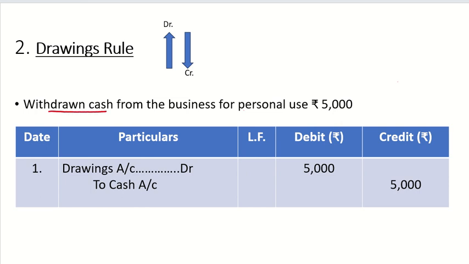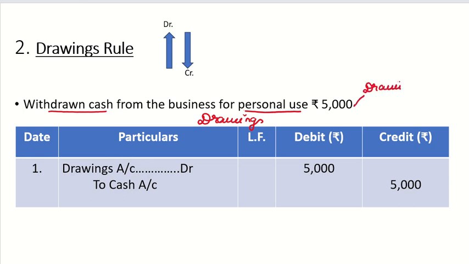Now here we'll see an example. Withdrawn cash from the business for personal use. They are withdrawing cash from the business for personal use. Personal use is known as drawings. Now see, the money invested into the business is known as capital, and from that capital, we are withdrawing money for our personal use. That money is known as drawings. So here, the first account which gets affected is what?